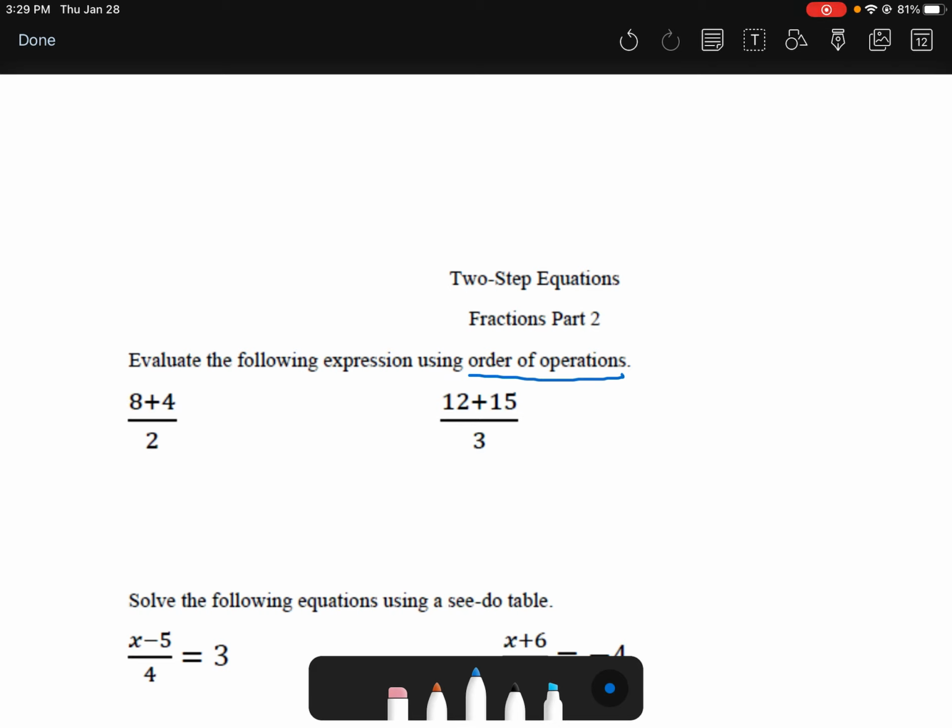So if I have 8 plus 4 over 2, I want to solve what's going on in my numerator first. So I would do 8 plus 4, which is 12. And then I would go ahead and divide that by 2. The same thing with this one. I have 12 plus 15 divided by 3. I would worry about the numerator first. So I would do 12 plus 15, and then I would divide it by 3. So you can see that when I'm evaluating here, the numerator comes first, and then I go ahead and divide.